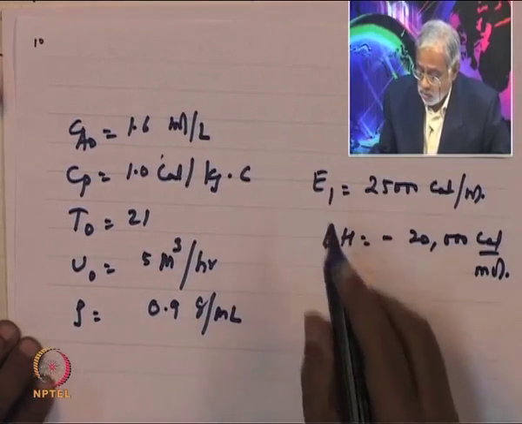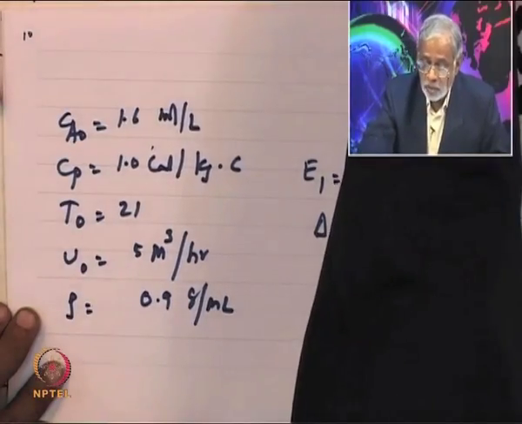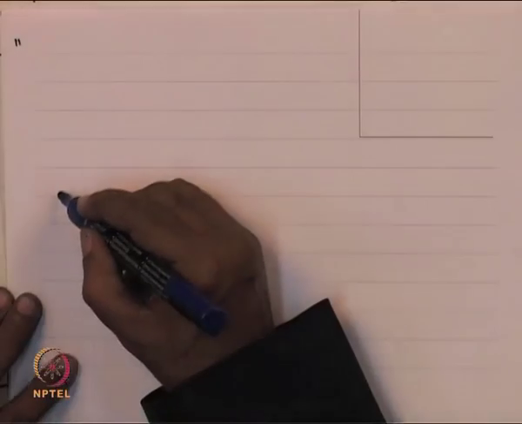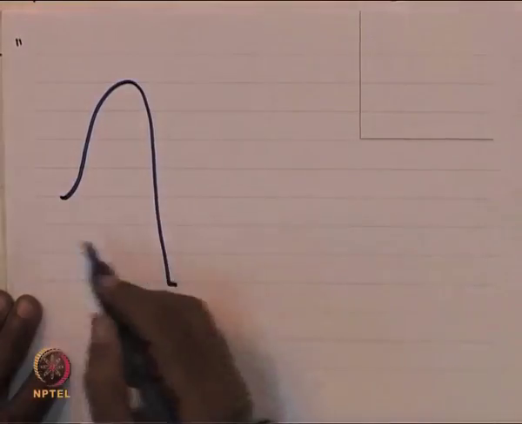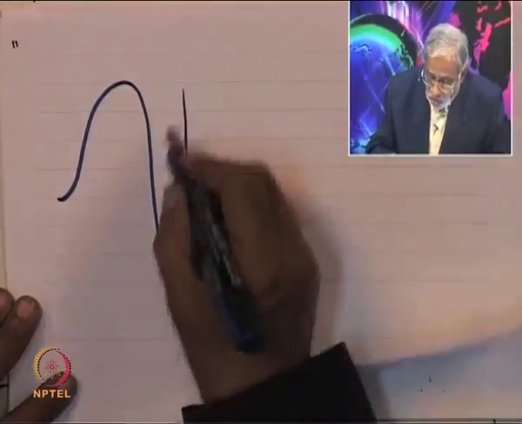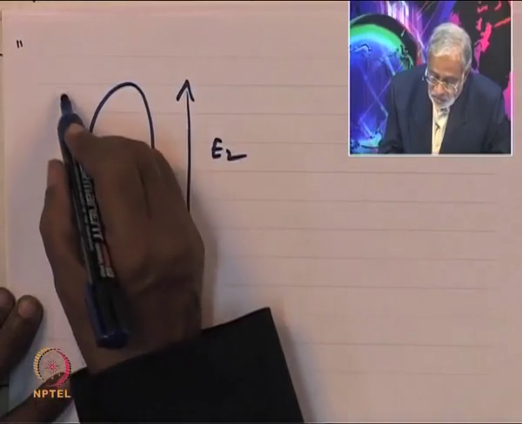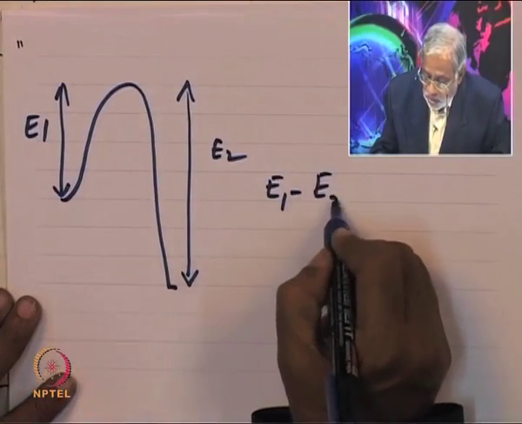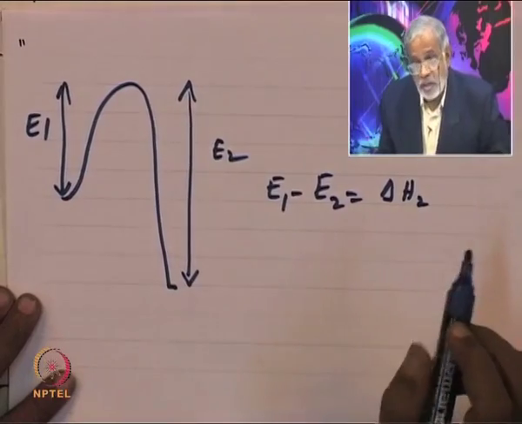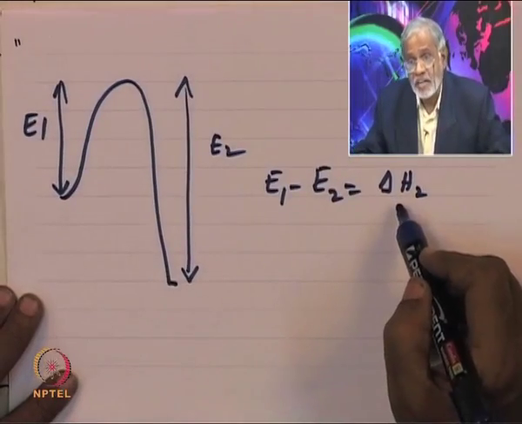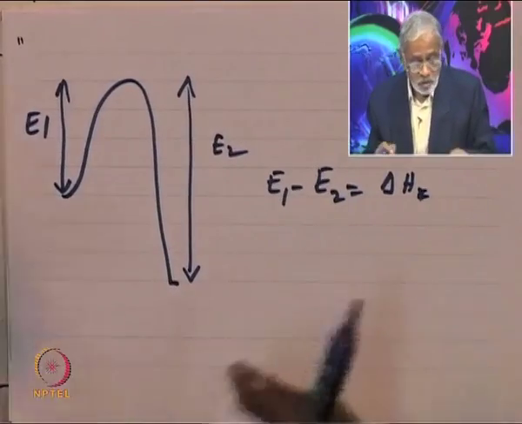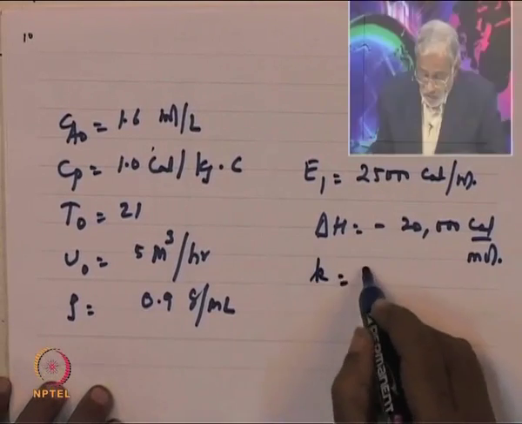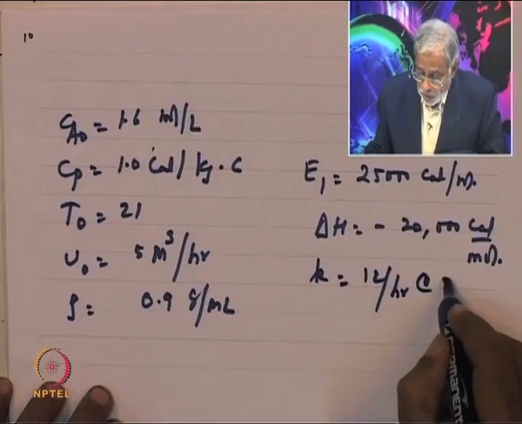In other words, E1 is known. How about E2? We know that E1 and E2 are related by our understanding of basics. If you have a chemical reaction which is reversible, this is E2, and this is E1, and by definition E1 minus E2 equals delta H. So, for an exothermic reaction, E2 is greater than E1 and therefore delta H is negative. All the data is given below, and the rate constant K is given as 12 per hour at 21 C.